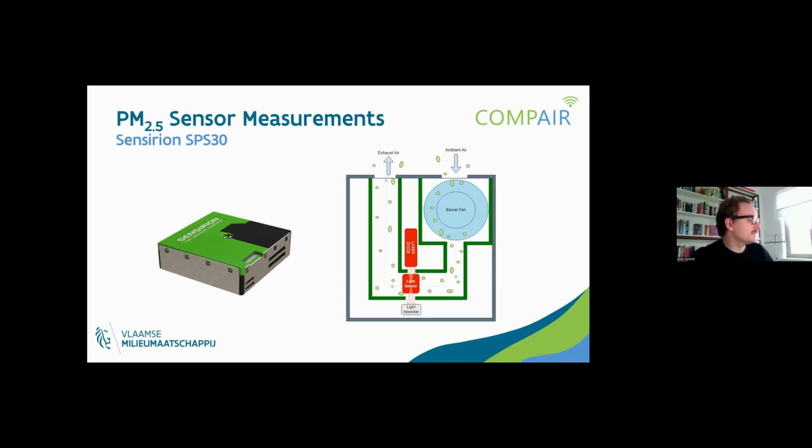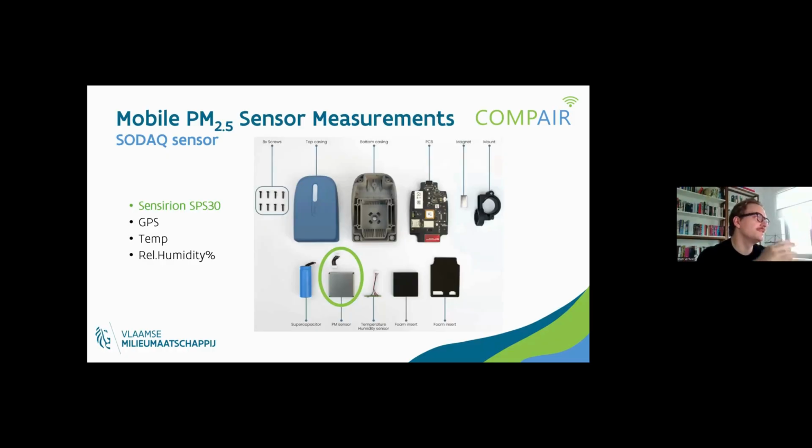In principle, the sensor that we used in this experiment was the Sensirion SPS30. So that works exactly as I described before. Ambient air gets sucked in by some blower fan. You have a laser hitting it, and then a sensor and an absorber. So that's basically all it is. But we didn't just use this Sensirion SPS30. We used the SODAC sensor, which is basically an extension that has this Sensirion built in.